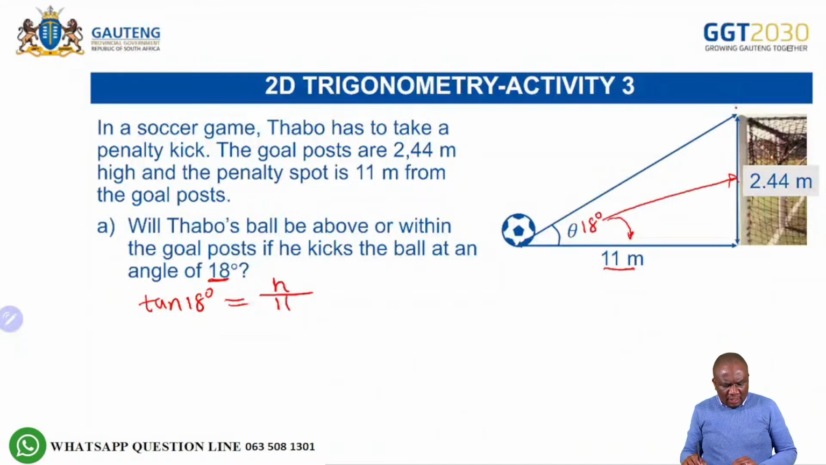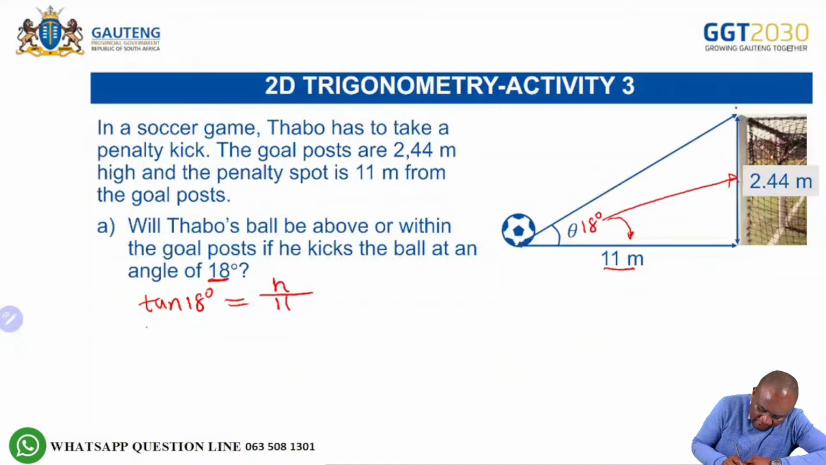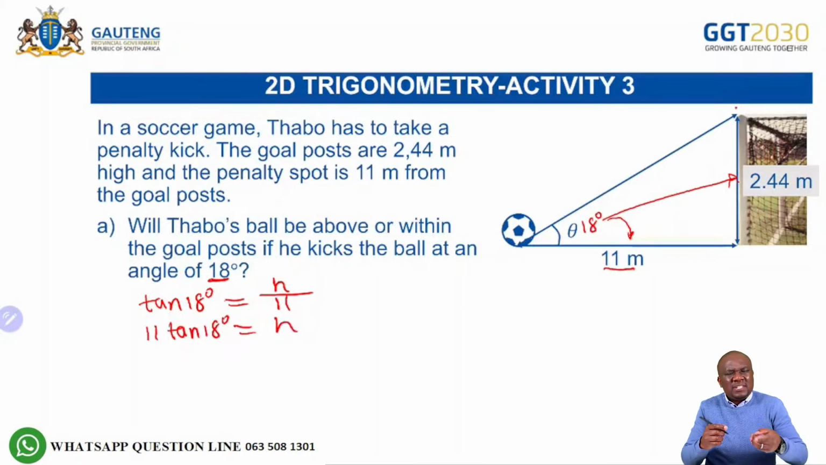Okay, and then now we multiply by 11 on both sides of the equation. 11 tan 18 degrees is equal to the height. Or you say tan 18 over 1, then you cross multiply.